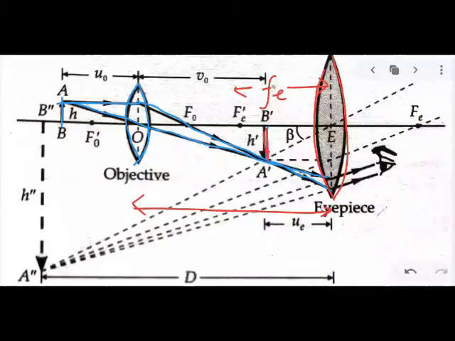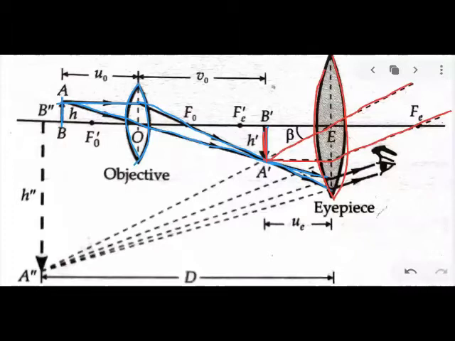Now let us consider the image A dash B dash. This image A dash B dash will act as an object for your eyepiece. Clear? The ray moving parallel to the principal axis, after refraction, passes through the focus. Similarly, the ray moving through the center passes undeviated. Now they are not intersecting here, so we will extend them, drawing imaginary lines up to this point. What do you notice? Your eyepiece forms a virtual image A double dash B double dash, which is of height H double dash.